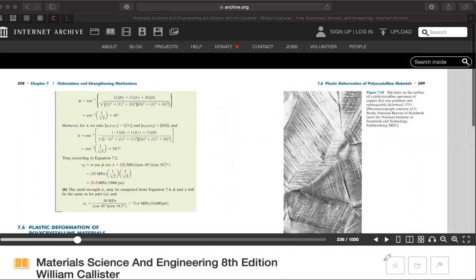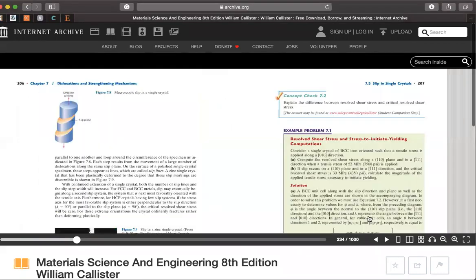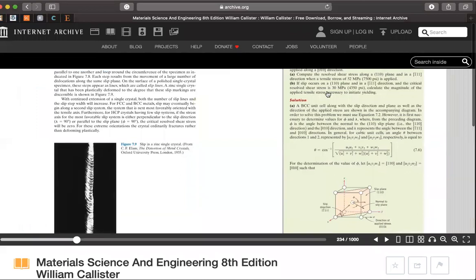Let's go to the second part. The second part is saying, if slip occurs, because the previous resolved shear stress was 21 point something, it does not mean that dislocations will move as a result of that applied shear stress. The dislocation will slip if the resolved shear stress reaches a certain value. We call it the critical resolved shear stress.